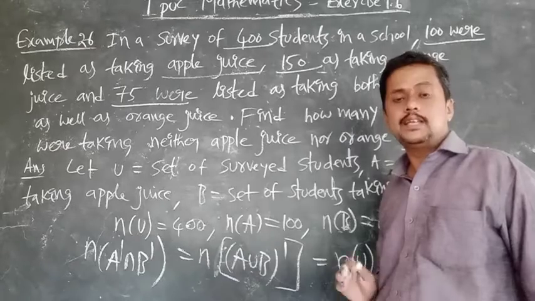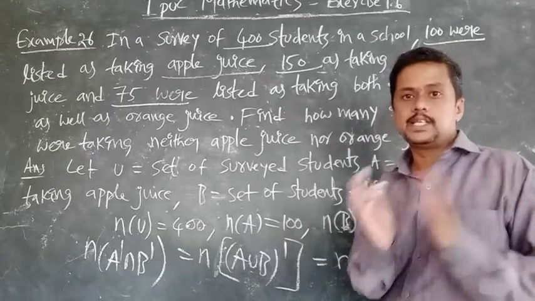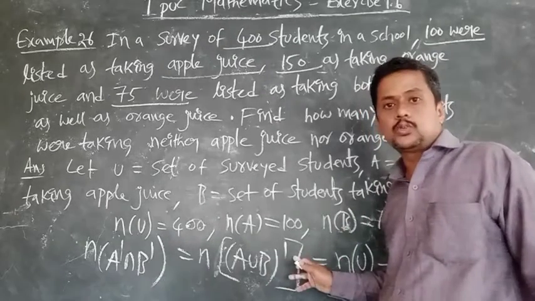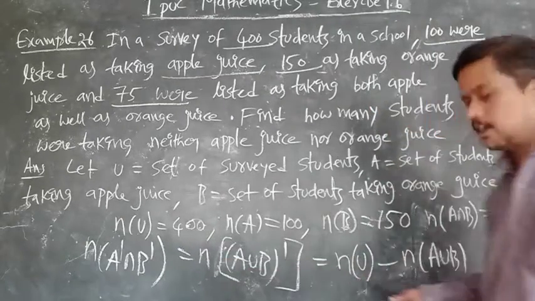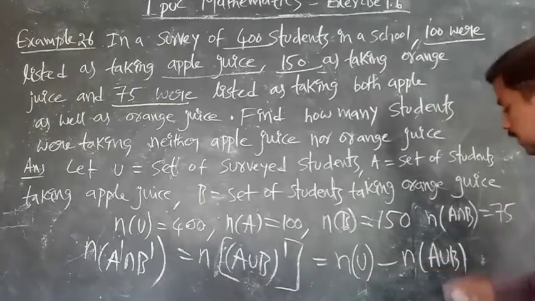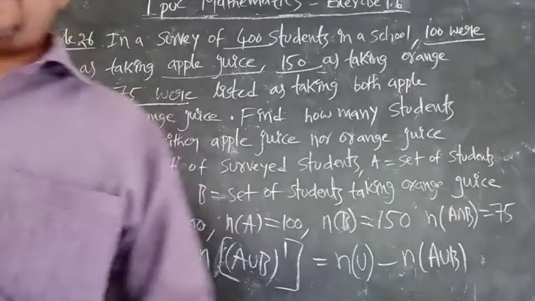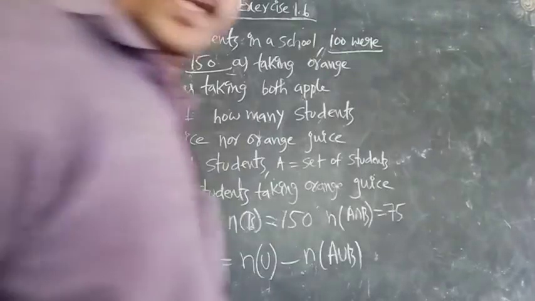A dash equals U minus A. B dash equals U minus B. C dash equals U minus C. A union B whole dash equals U minus A union B. So you put n of that: n of U minus n of A union B. Understood or not? First we have to calculate n of A union B separately. So we will calculate n of A union B.